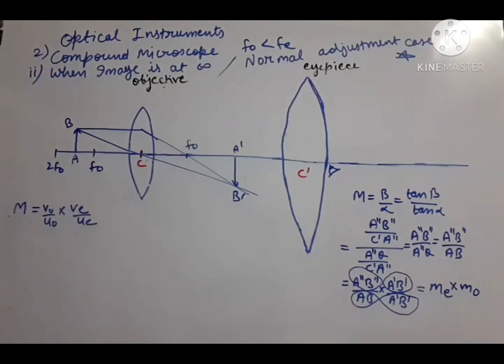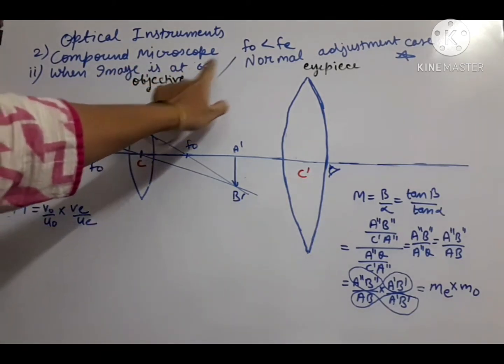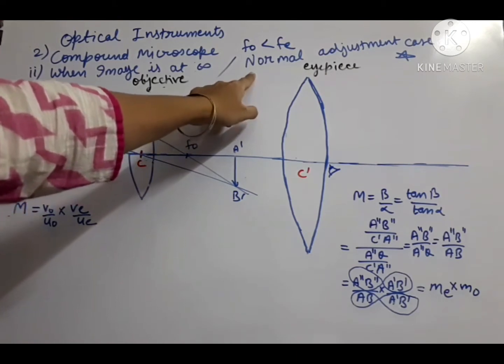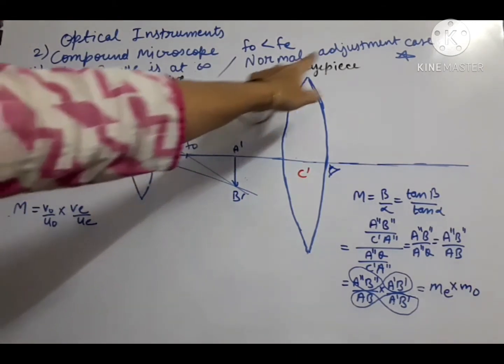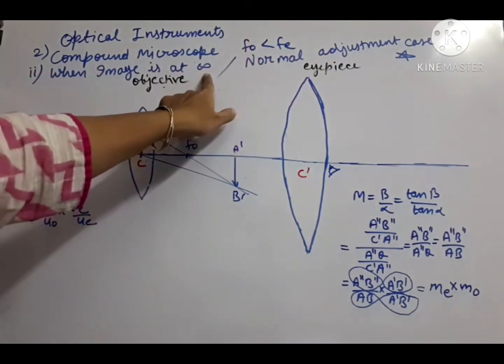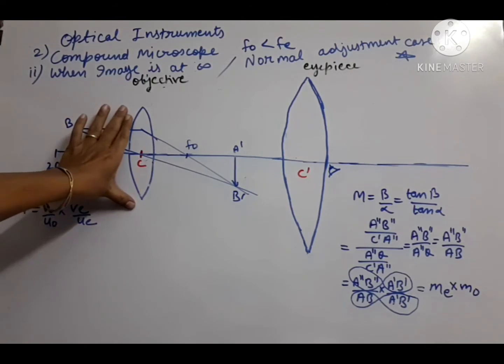Let us start the second case in which the final image is formed at infinity, and this case is also known by the name normal adjustment case. This you should remember. Okay, so normal adjustment case means infinite case is asked. Okay, so let us make the image diagram, ray diagram.